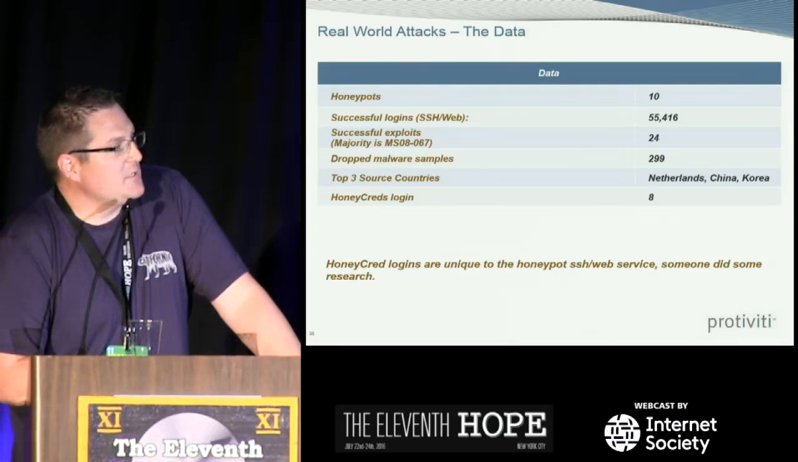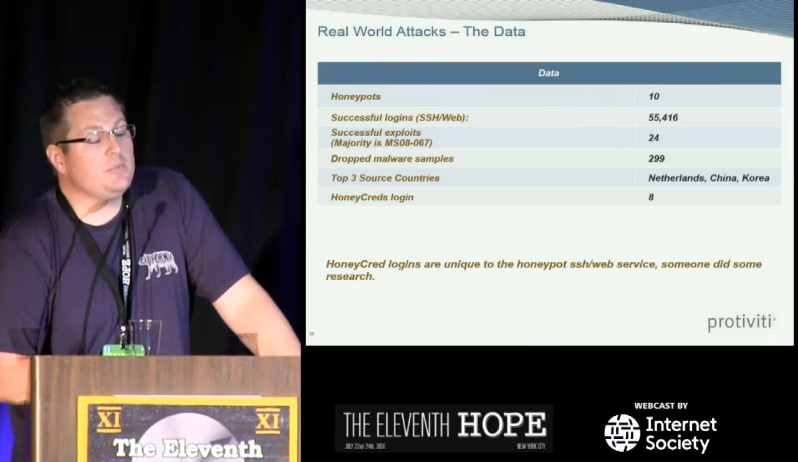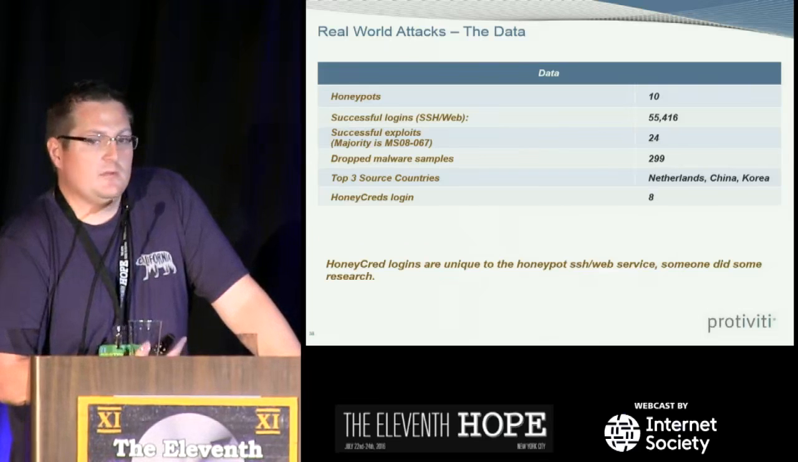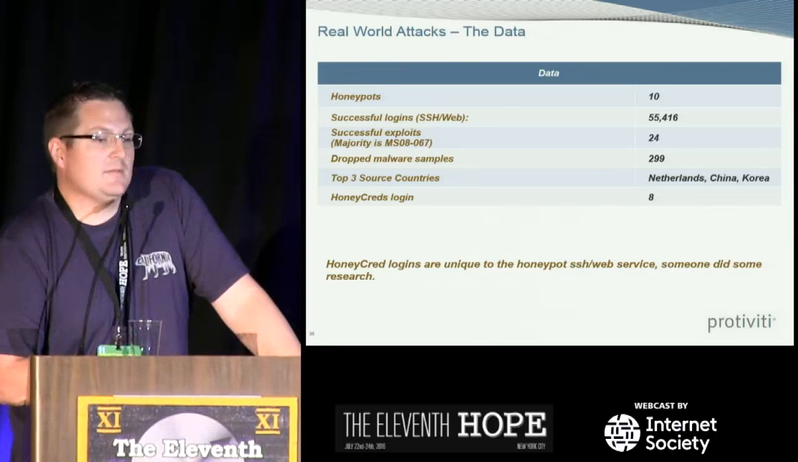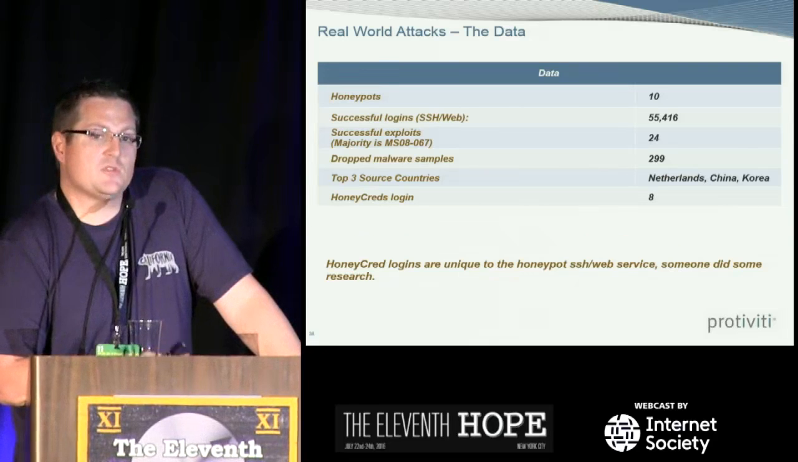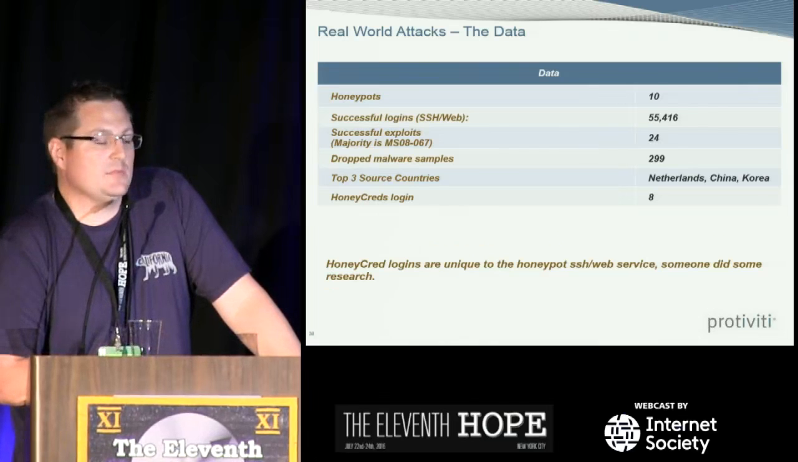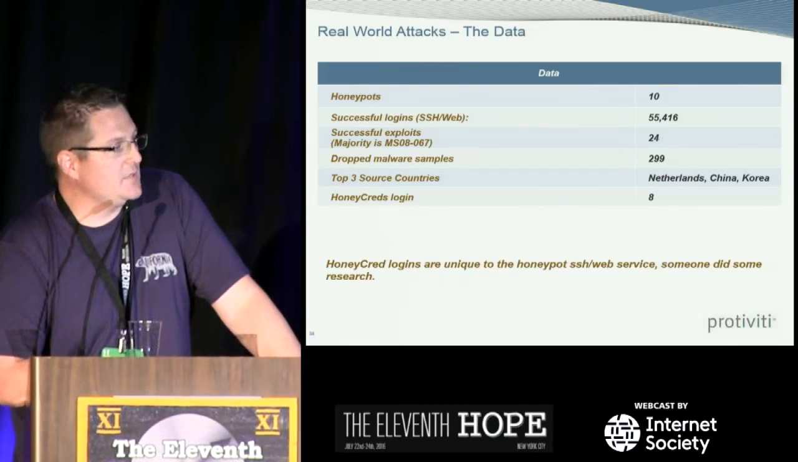So here's the data after 6 months. We set up 10 honeypots. We had over 55,000 logins. Now, those were not blank logins. They could have been weak, right? They could have been admin, or very weak, like Big Guy 1 or something like that, if that was the type of system. But they were actually credentialed logins. We had 24 times that they actually went and ran the exploit on it. Most of that was MS08-067 on XP. Almost 300 unique malware samples were dropped. Most of that we've seen was actually just meant to scrape data, scrape credit card data, those types of things.